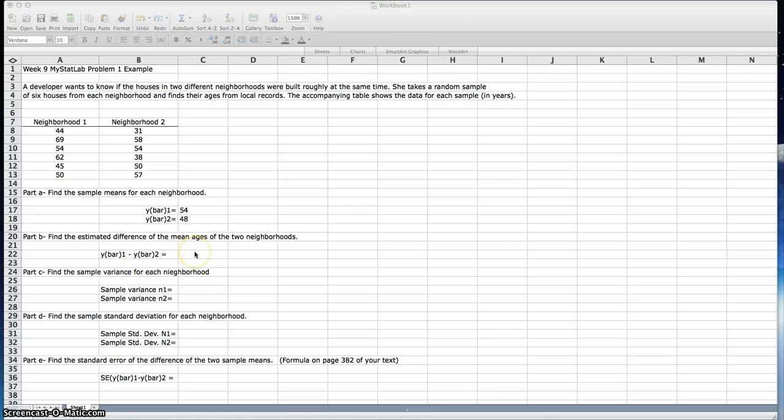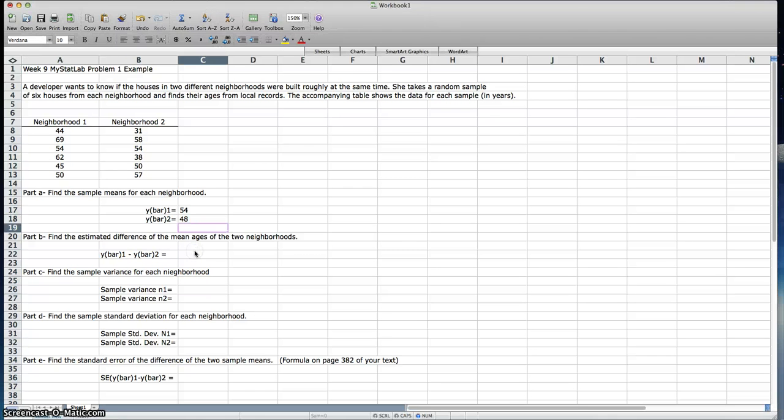Well, here's a tough one here, guys. We want to know the difference between the two. So let Excel do that for us also. Equals neighborhood 1 minus neighborhood 2, enter, and there we have it. The estimated difference of the mean ages of the two neighborhoods is 6 years. So now we're on to part C.